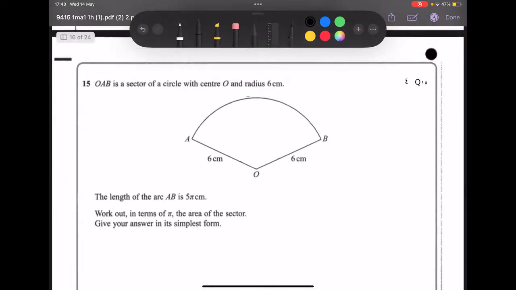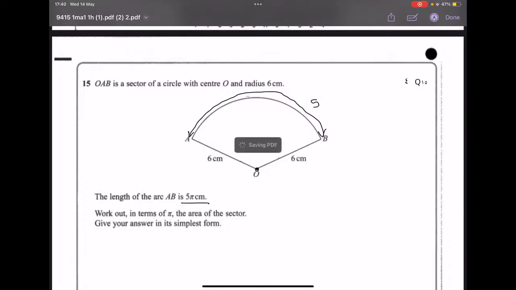Moving on to the next question. OAB is a sector of a circle with center O and radius 6. The length of the arc AB is 5 pi. Therefore, this is 5 pi here.